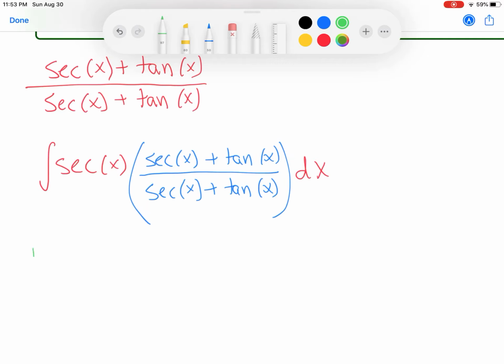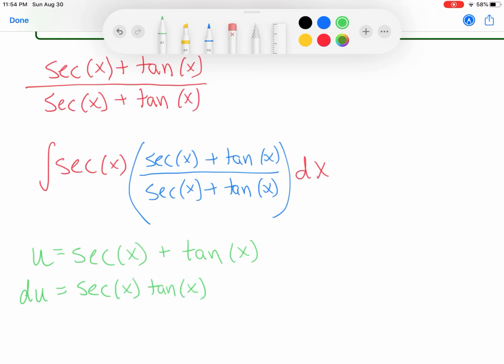What are we going to let u be, you may ask? Well, let u be equal to secant x plus tangent x. There we go. What's the derivative of that? What is du, you may ask? Let's do that next. The derivative of secant x is secant x tangent x, and the derivative of tangent x is, you guessed it, secant squared x. And of course we have a dx here.